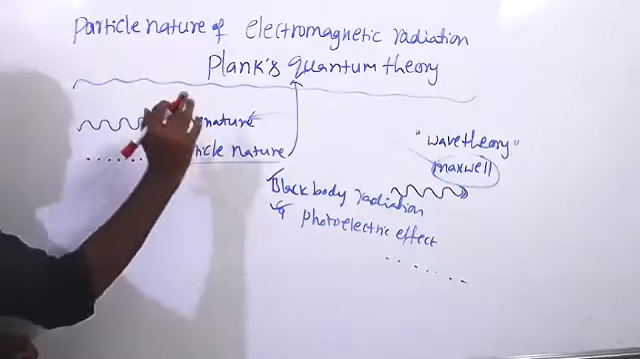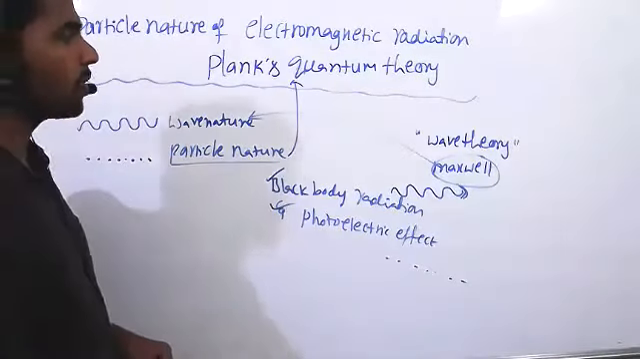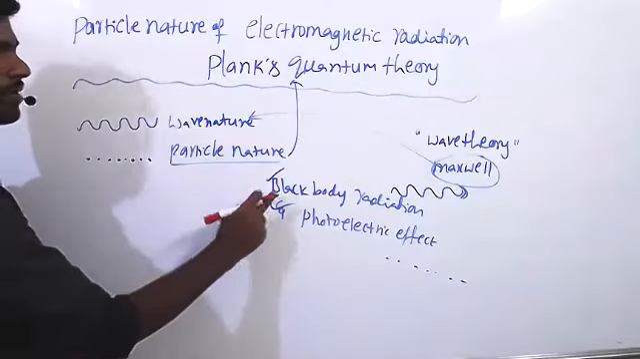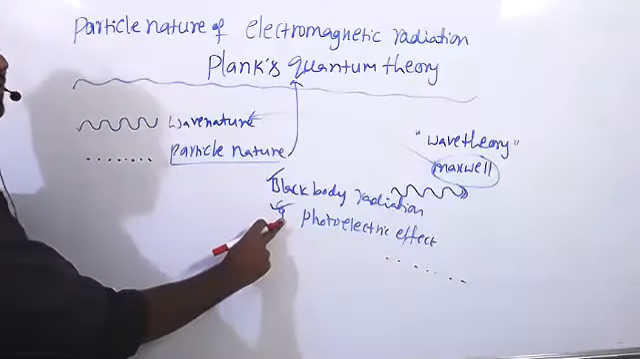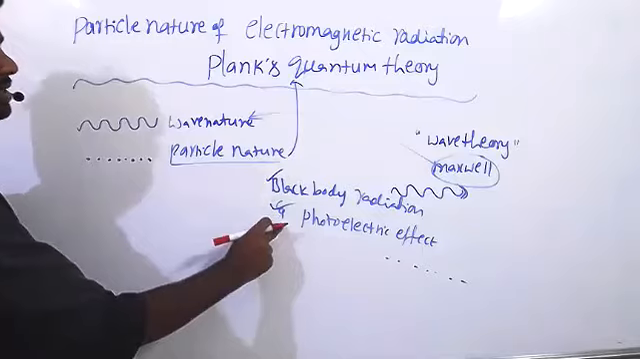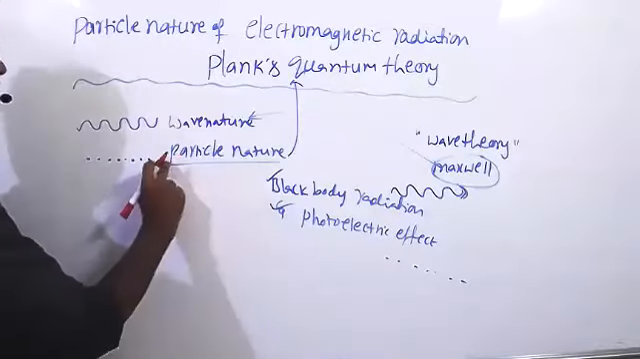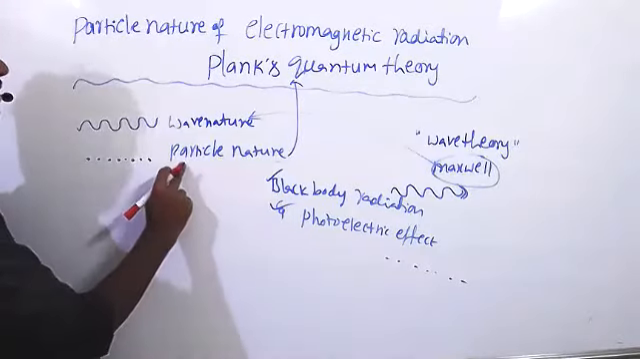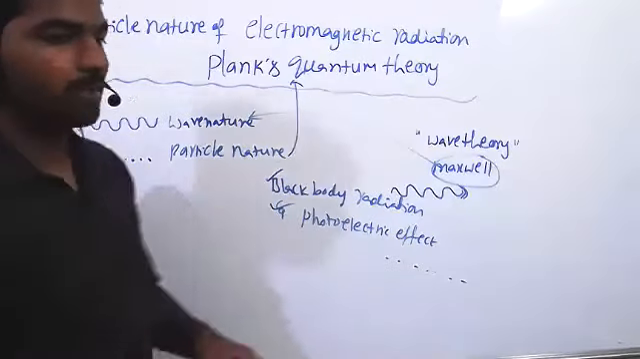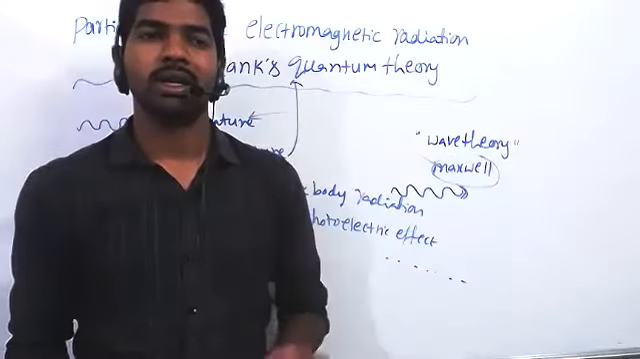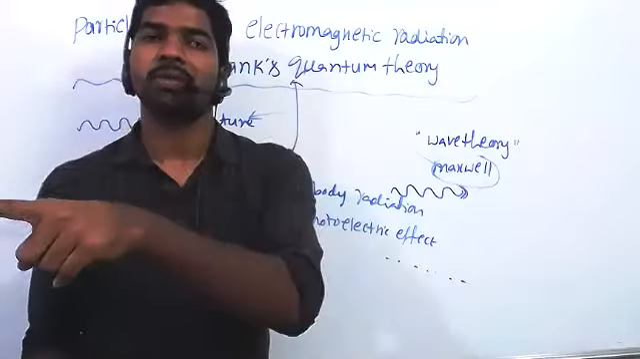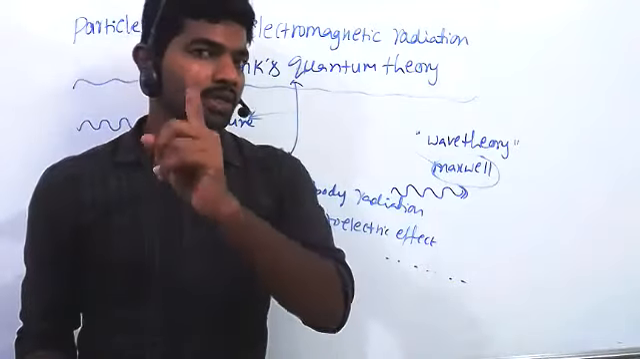Wave nature was successful in explaining some properties, but it was not able to explain all of them. Wave nature failed to explain black body radiation and the photoelectric effect. To explain these two effects, Max Planck gave the particle nature. Here the radiation coming out from the bulb is in particle form, not in wave form. And also those are discontinuous, mind that point.